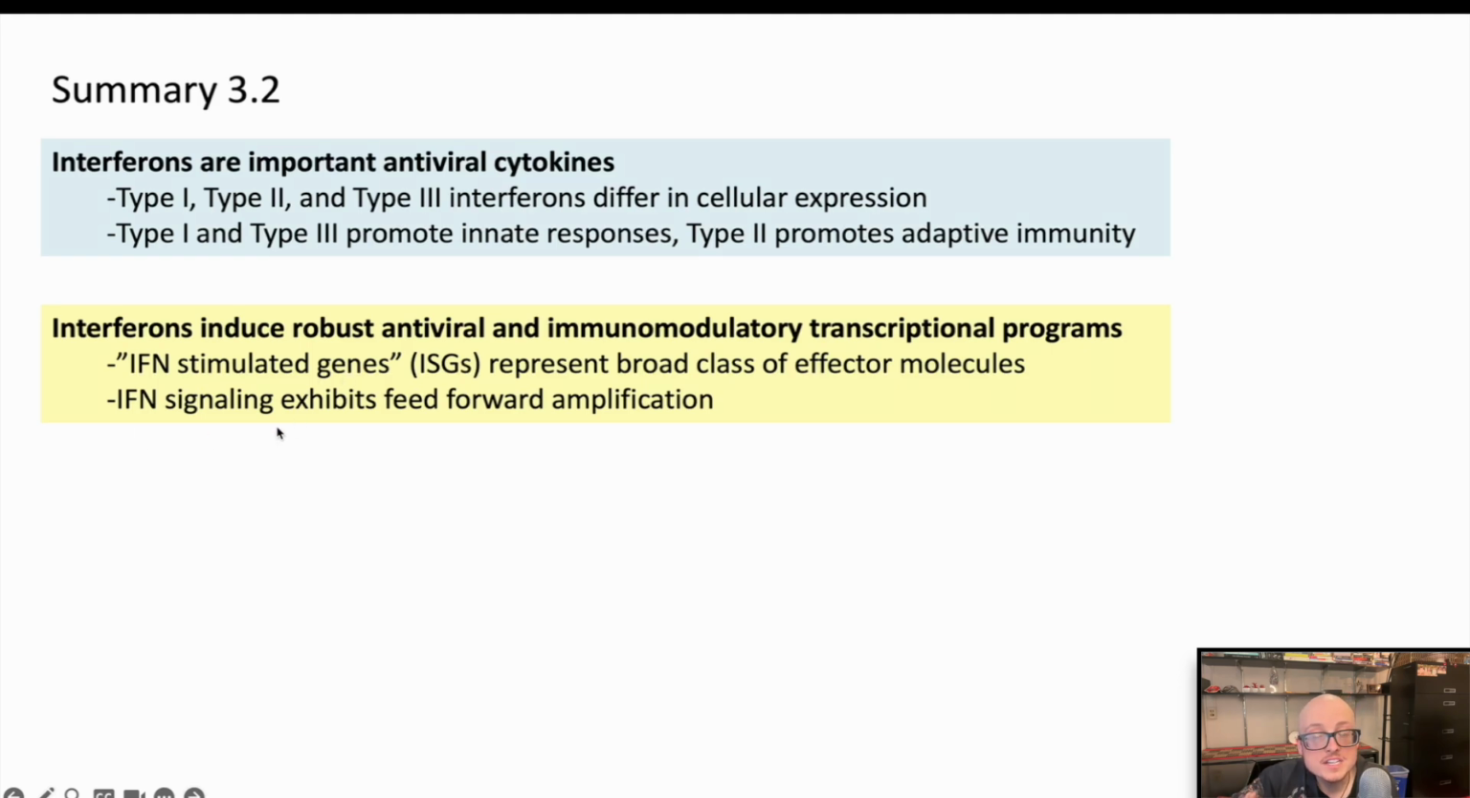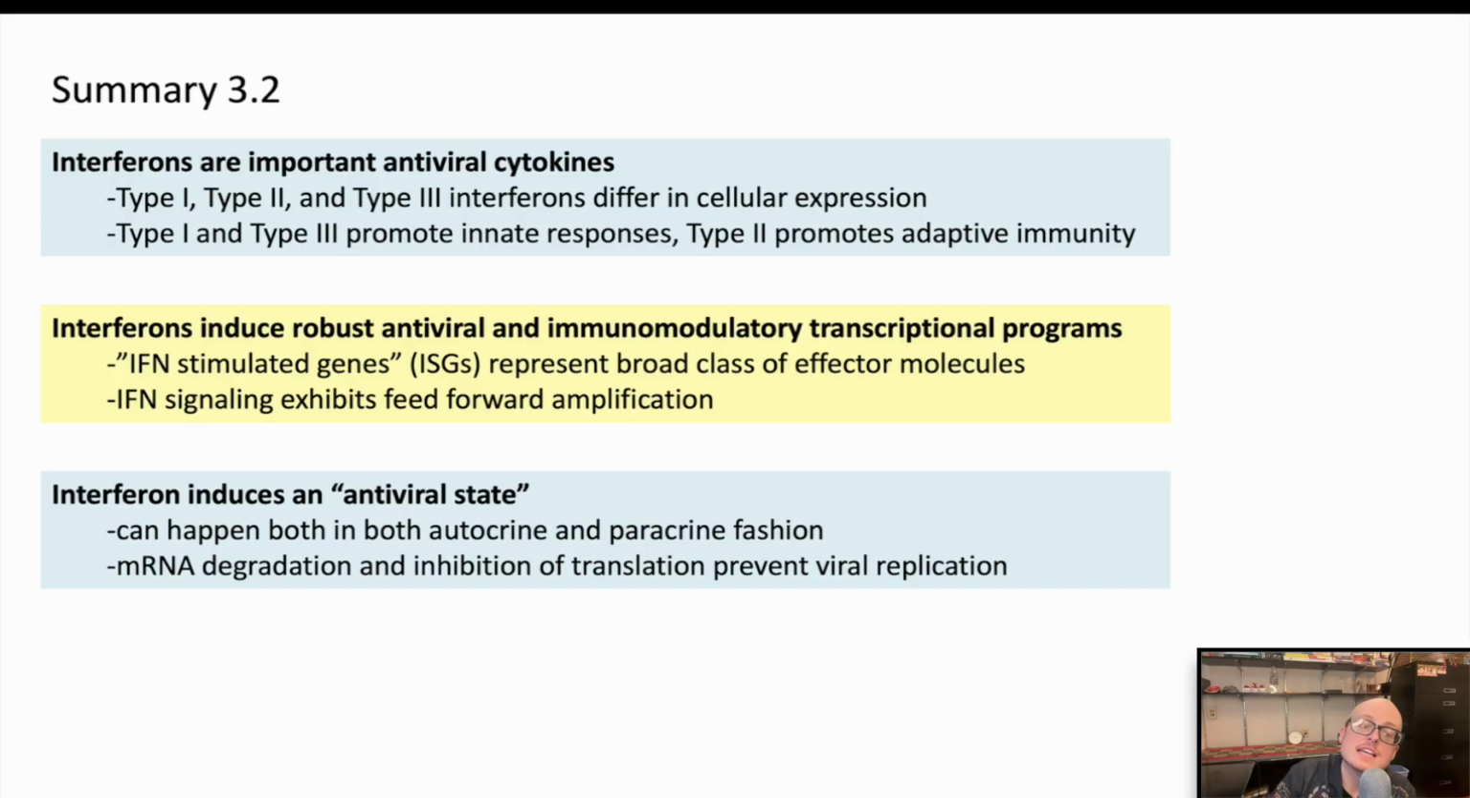Interferon signaling, type 1 interferon signaling in particular, is characterized by feed-forward amplification, and we dissected some of the molecular mechanisms that underlie that. Finally, we said that the collective action of ISGs induces something we call the antiviral state, and this can happen in both an autocrine and a paracrine fashion, and it's characterized by a variety of processes, including, notably, a state of increased mRNA degradation and the inhibition of translation, which work together to prevent further viral replication.